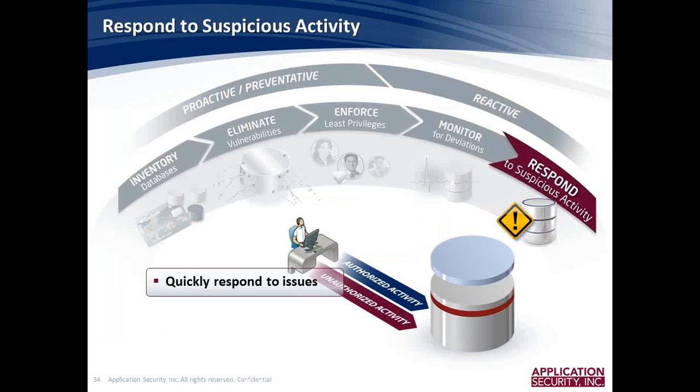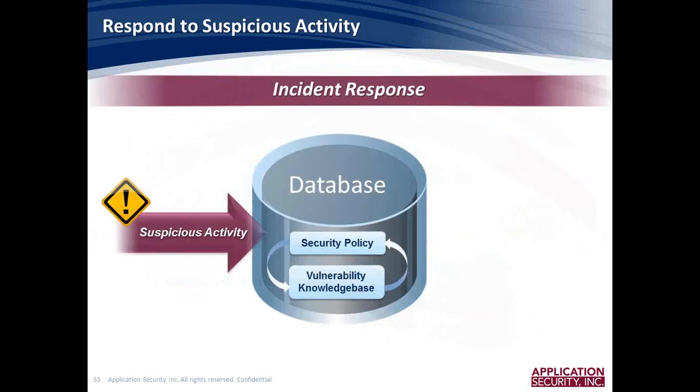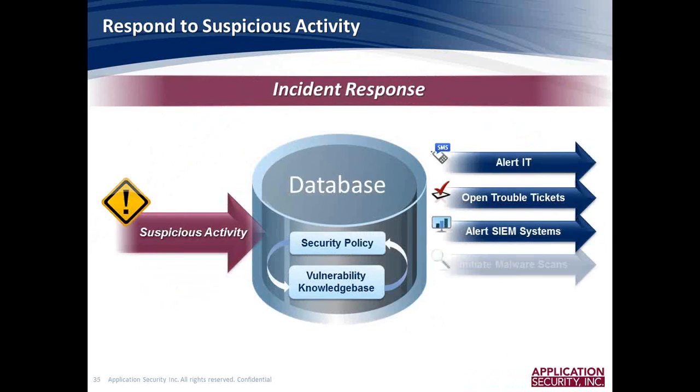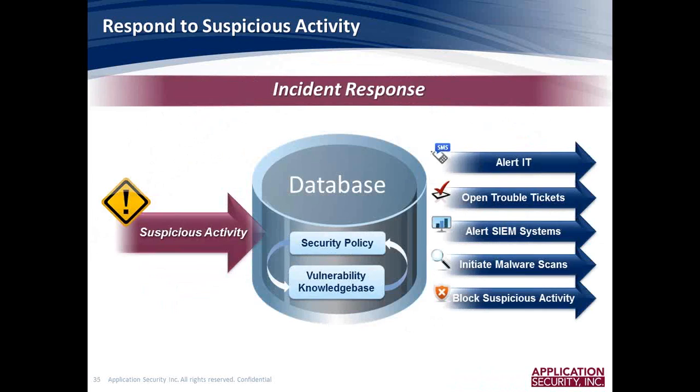Speaking of incident response, when we do see suspicious activity, you can actually use DB Protect to automatically respond to that suspicious activity, to take action without any human intervention to deal with issues immediately. So suspicious activity of the database, you really got to recognize that by having a security policy that tells you what appropriate use is, and combining that with a vulnerability knowledge base that tells you exactly what an exploit of a vulnerability looks like. And then you can take action.